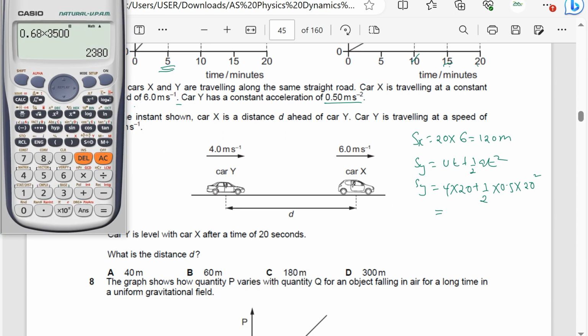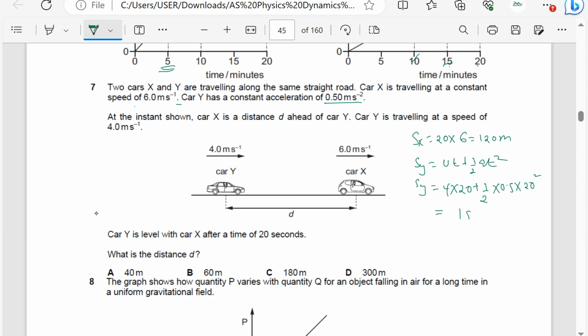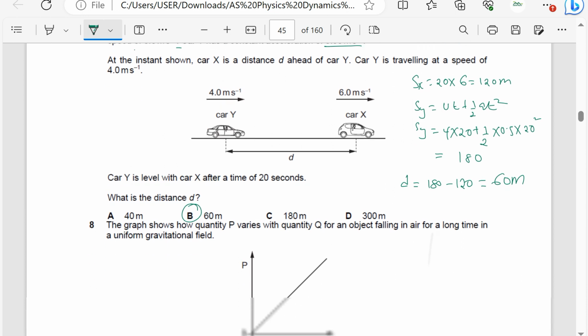20 times 4 is 80, plus 0.5 times 0.5 times 20 squared. So this gives me SY as 180 after 20 seconds. So what is the distance D? What distance are they apart after 20 seconds? So the distance D is going to be 180 minus 120, which is equal to 60 meters. So the answer is going to be B.